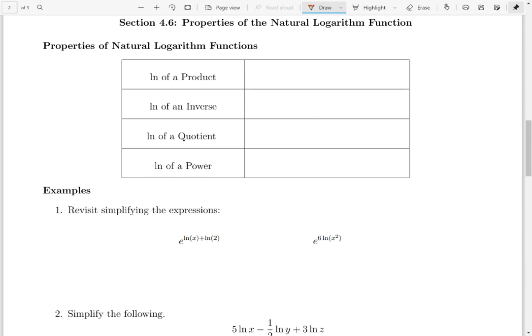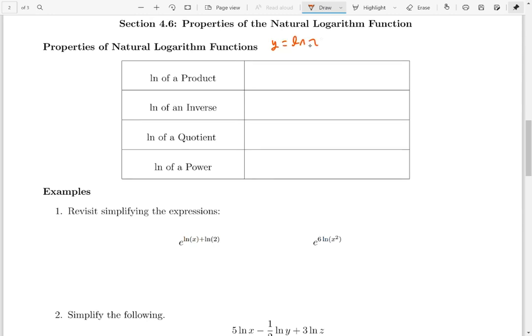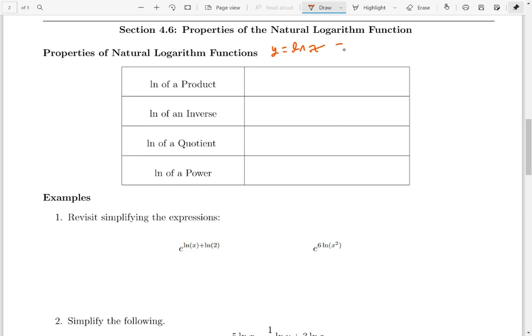Section 4.6, Properties of Natural Log Functions. So, we have this thing called the natural log. It is the inverse of the exponential function. And so remember that our definition, y being equal to the natural log of x, is exactly the same thing as x is equal to e raised to the y.